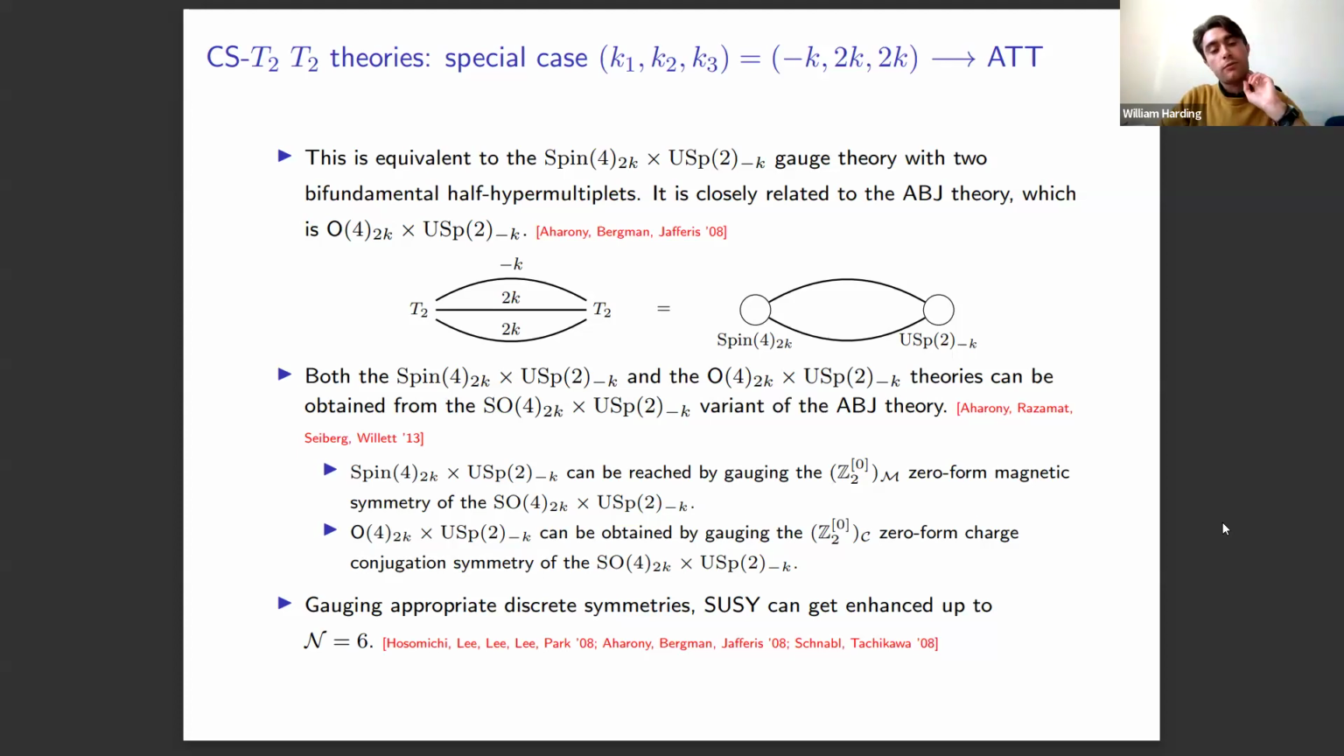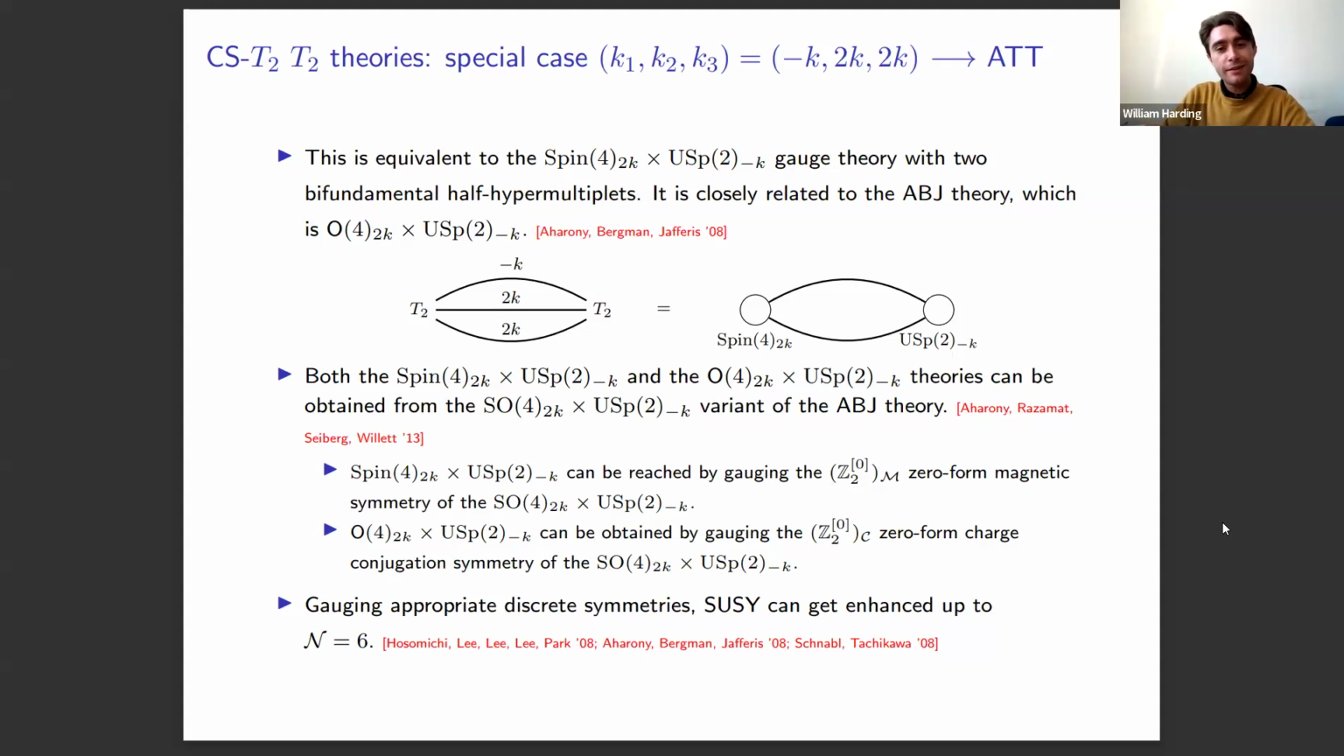Now, it is important to point out that both the spin version and the orthogonal version of these theories can be obtained from the special orthogonal variant of the ABJ theory. In particular, the spin variant can be reached by gauging the Z2 magnetic symmetry of the special orthogonal variant, whereas the orthogonal variant can be obtained by gauging the Z2 charge conjugation symmetry of the special orthogonal variant. And the important point is that by gauging appropriate discrete symmetries, SUSY can also get enhanced up to N equal to 6.